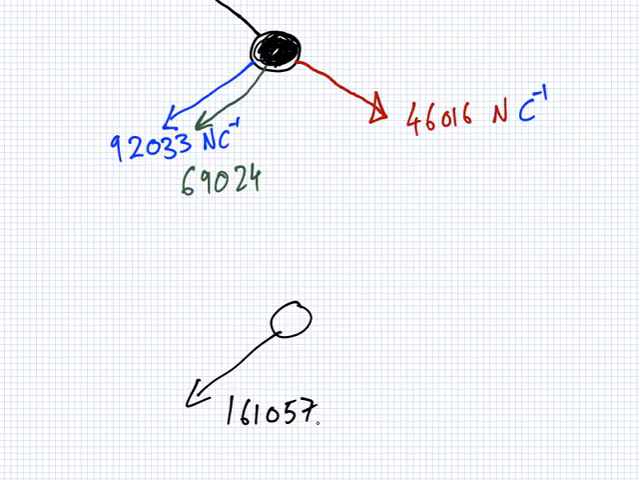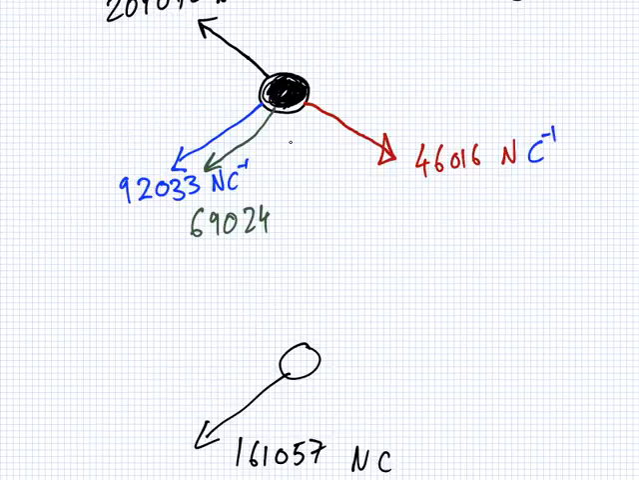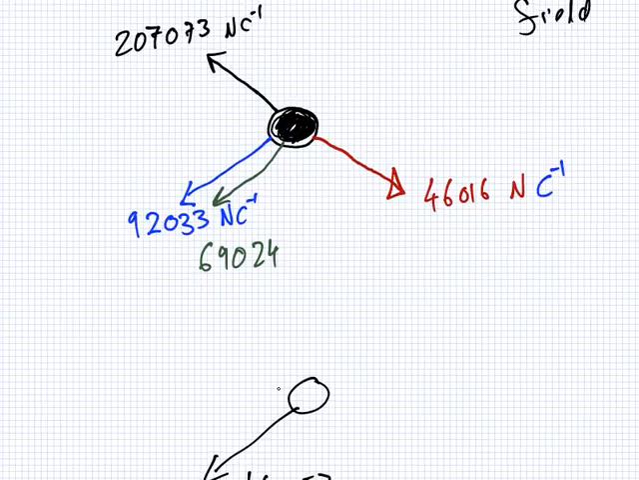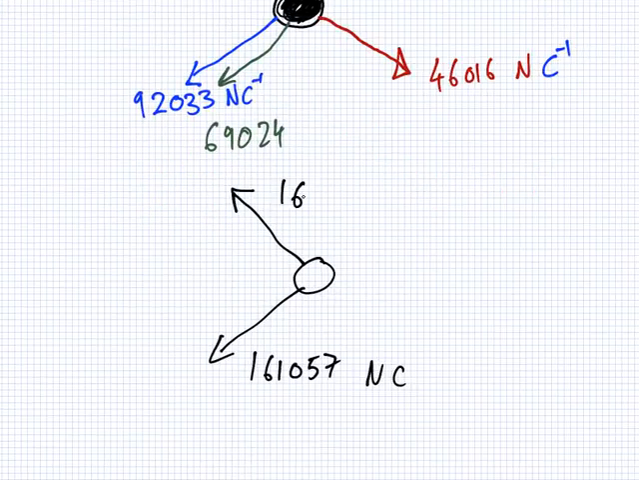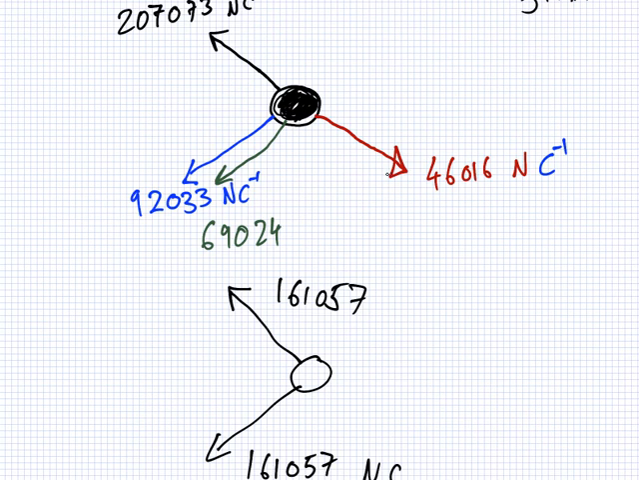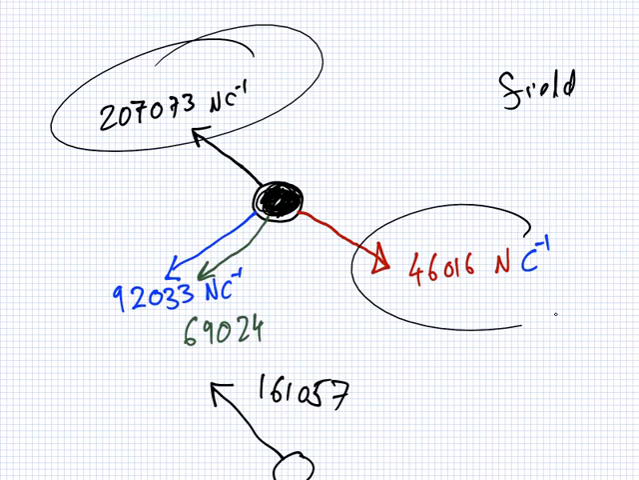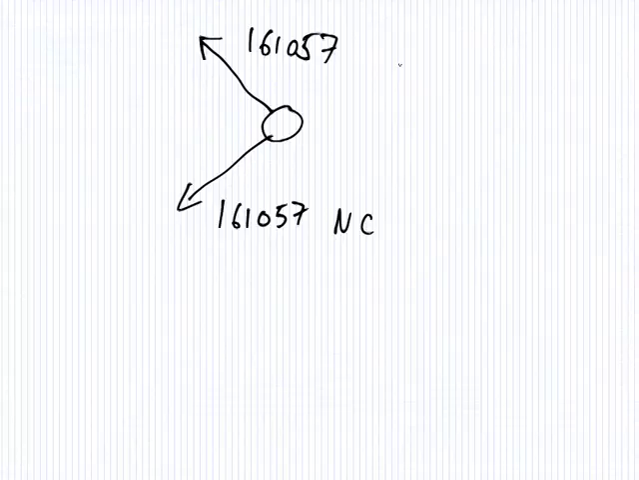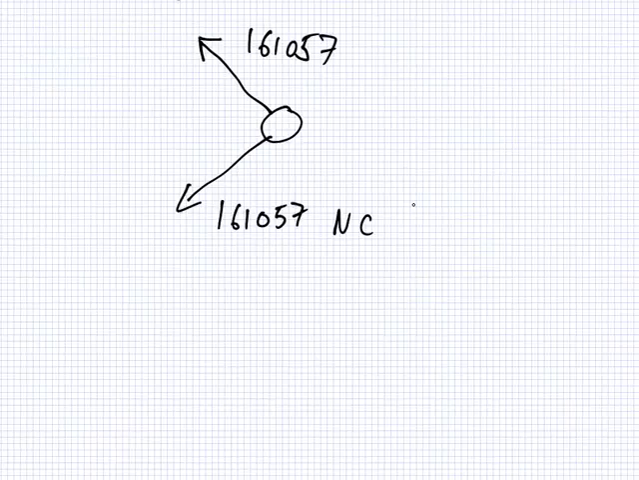Okay, so that's that many newtons per coulomb. And then what happens here on the diagonal? It minuses. This one takes away from this one, so we just have this many here. 207,073 minus 46,016. So that's 161,057. This one minus this one. This one minus this one. Yeah, because they're opposite directions.